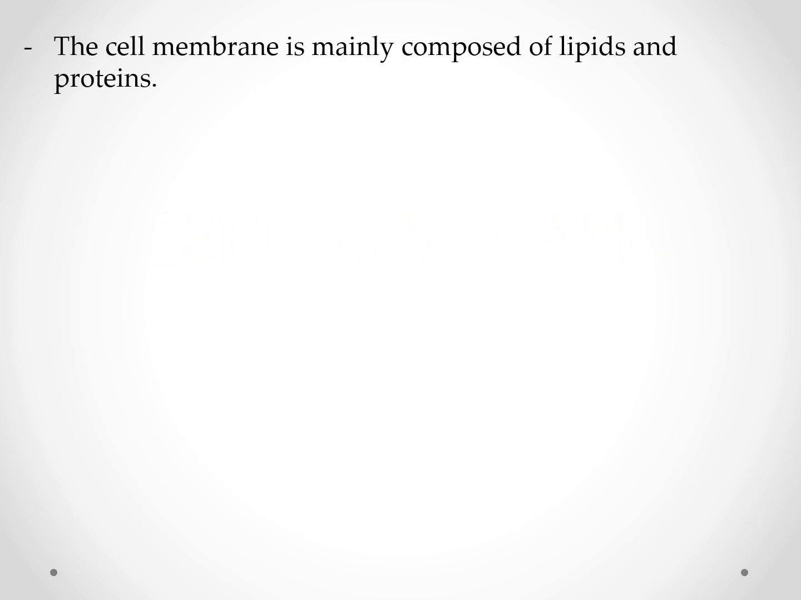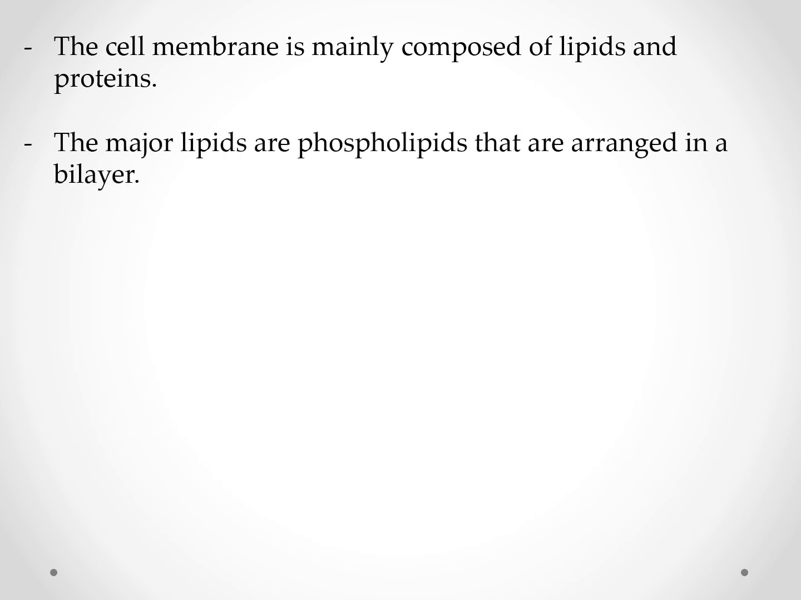The cell membrane is mainly composed of lipids and proteins. So the main components of the cell membrane are the lipids and the proteins. The major lipids are phospholipids that are arranged in a bilayer. So in a cell membrane, the lipids are arranged in two layers, or in a bilayer.